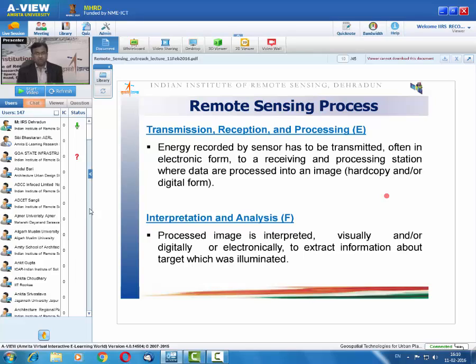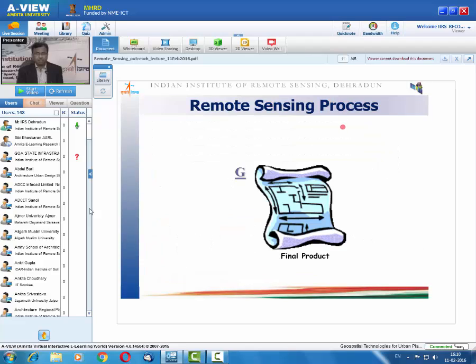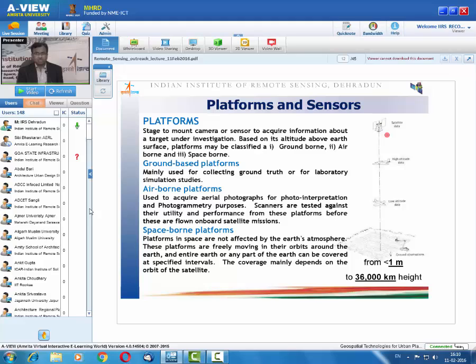The image will be supplied to the user either in hard copy or digital form. But the time has matured where we are getting more used to the digital form. At our place, we all understand Google Earth and also Bhuvan images. These images are interpreted and analyzed, and the derived product is given to the outside community for information extraction and further use. Finally, the output product is generated.